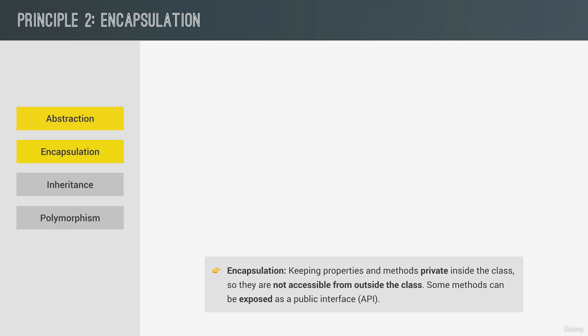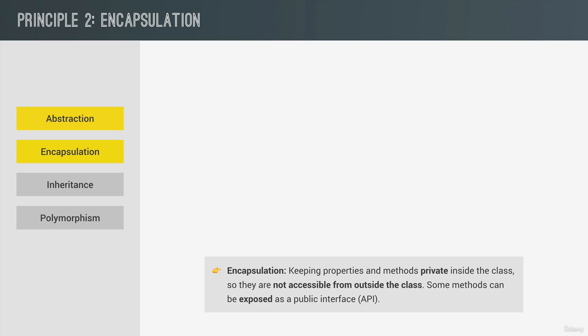And encapsulation basically means to keep some properties and methods private inside the class, so that they're not accessible from outside the class. However, some methods can of course be exposed as a public interface, which we call API. And this is exactly what I meant at the beginning of the lecture when I said that interactions between objects happen through a public interface.